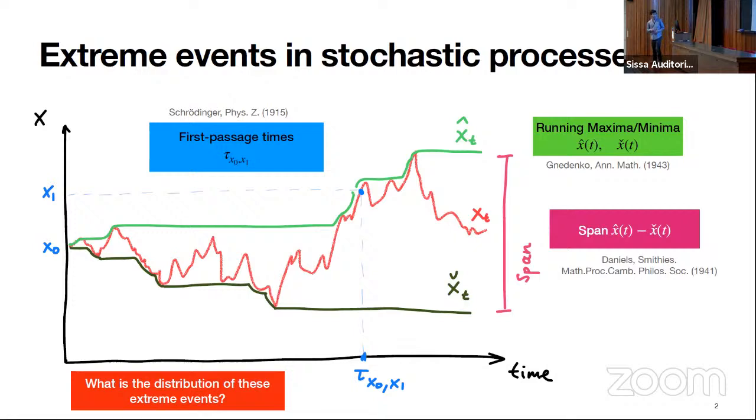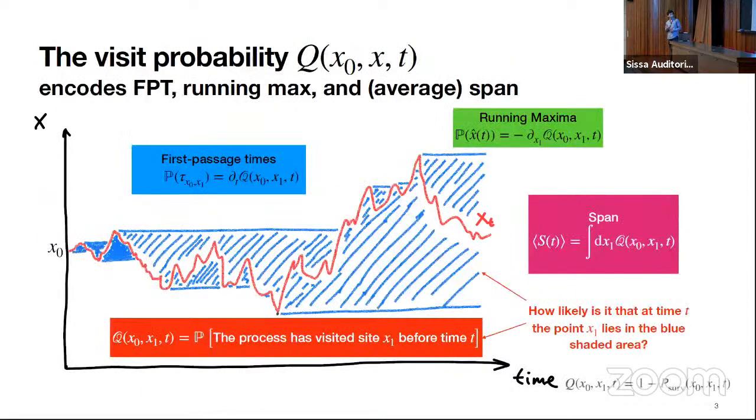So what do all of these have in common? Together they really help you to understand the kind of records that are broken by a system. What we're interested in is the distribution of these extreme events, explicitly not only averages, but all moments, the full distribution. And I'd like to show you a nice little trick. This is the object of the visit probability Q_x(t).